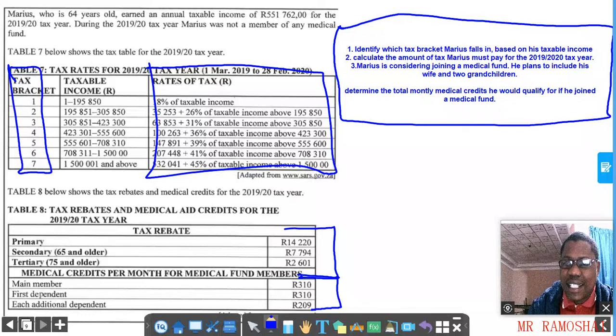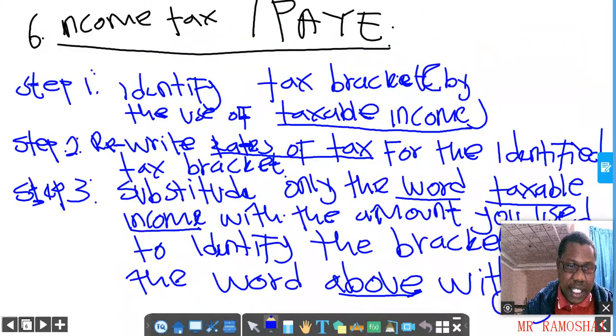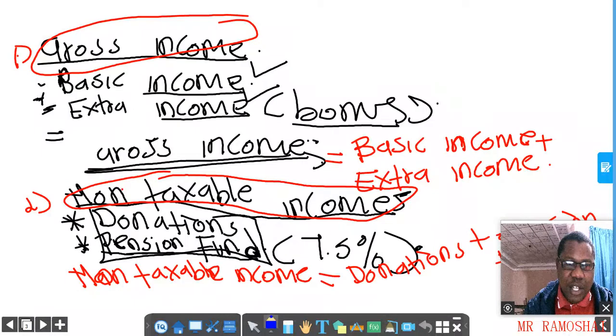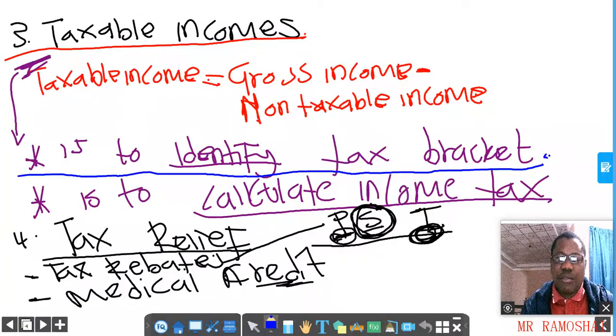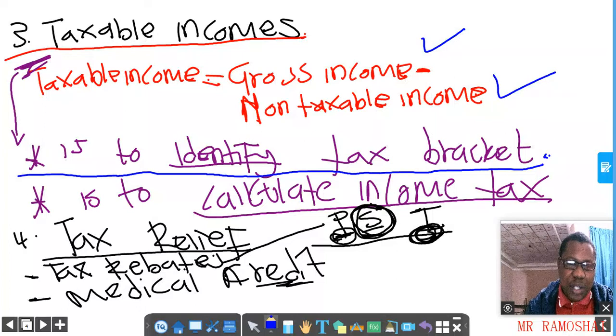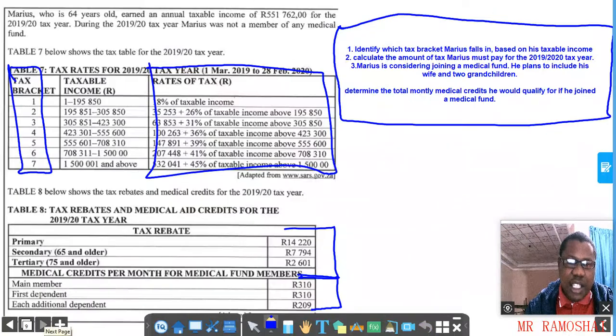Identify which tax bracket Marius falls in based on his taxable income, right? So we check now. Do we have to calculate the taxable income? If we have to calculate the taxable income, it means that now we have to look for a gross salary and the non-taxable income. But now, if you check here correctly, they gave us the taxable income. So what do we have to do now?